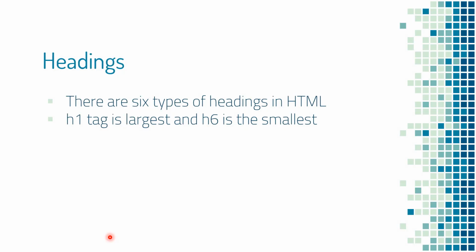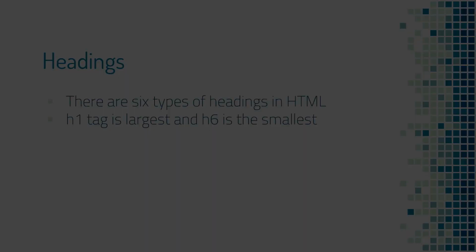Another important part of any text is the headings, and HTML comes with 6 types of headings. It starts from the largest, which is H1, to the smallest, which is H6.